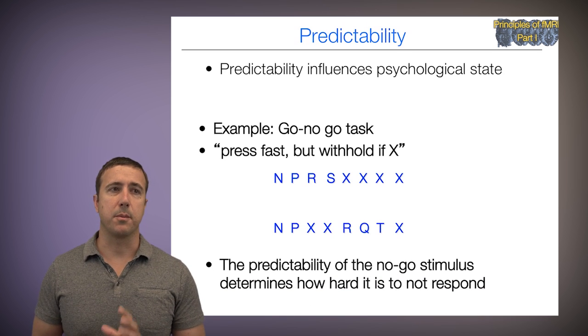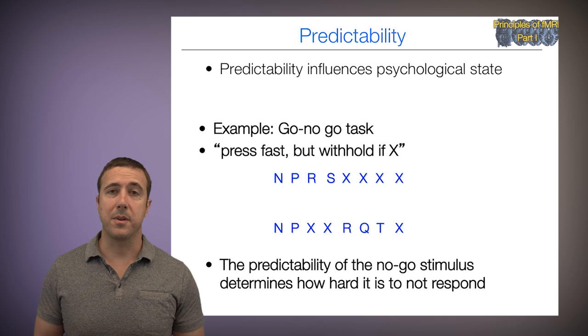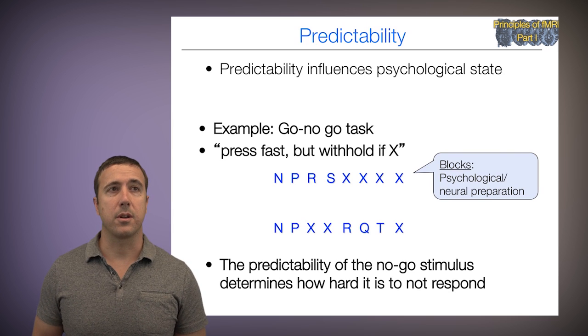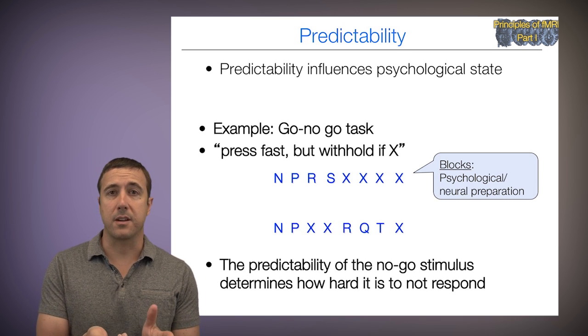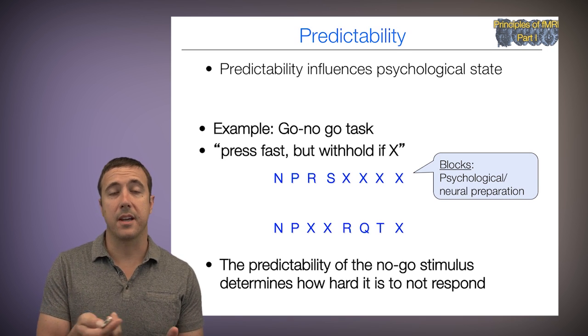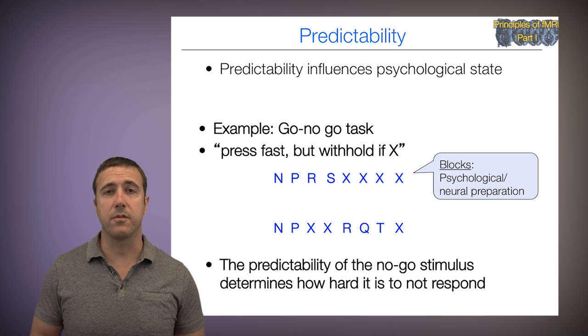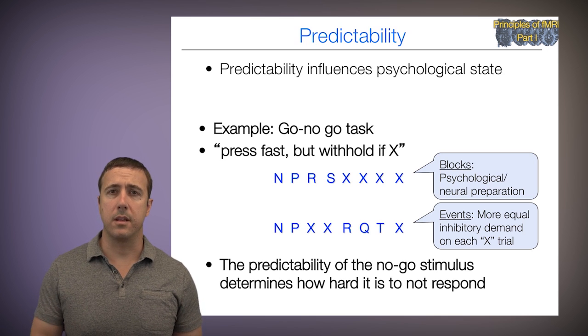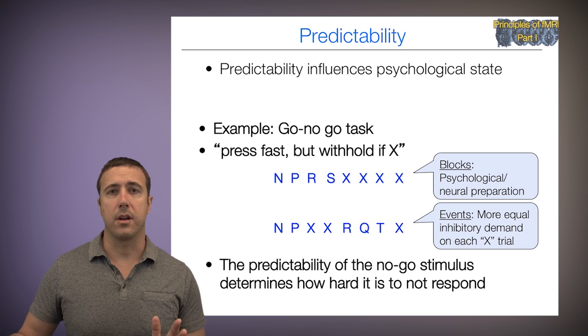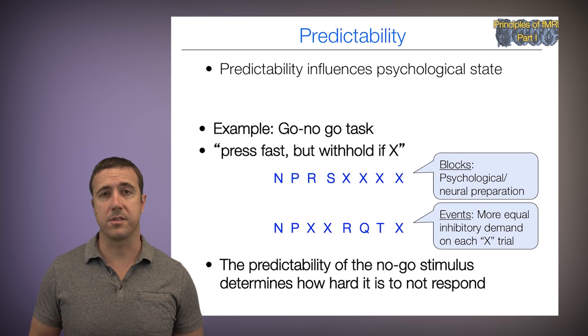The principle here is that the predictability of that no-go stimulus determines how hard it is not to respond. So if I'm interested in that control process of inhibition, then that's critical. If I use a block design, then there's psychological and neural preparation. The first X you might have tapped, it's very hard to inhibit. The second, third, fourth, very easy. There's very little inhibitory demand. With an event-related design, in this case, there's more equal demand on inhibitory processes across all the trials, on each X trial. So that's a better design.